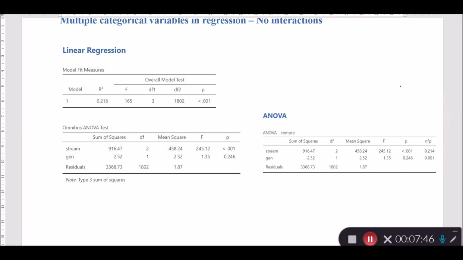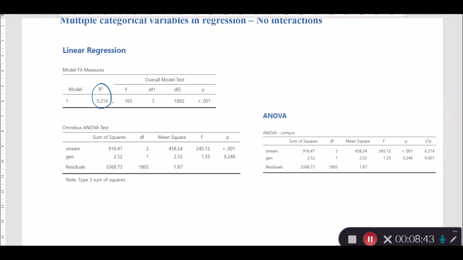The first thing that we observe in this model is that we have an R-squared value of 0.216. The R-squared value, if you recall, is analogous to the effect size, and in this case, it represents how well your model can emulate the variance in your data. So, in this case, we can say that around 21.6% of the variance that's observed in your dependent variable is explained by your independent variables, the two independent variables, which are stream and gender. Keep this in mind.